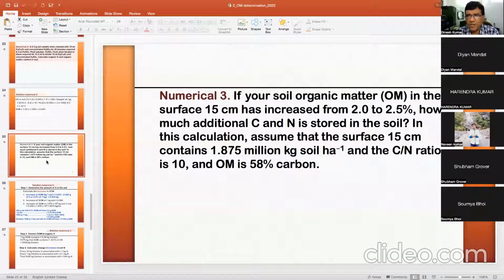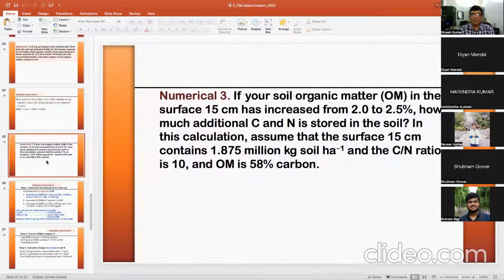Suppose your soil organic matter in the surface 15 centimeter has increased from 2% to 2.5% in 5 years. How much additional carbon and nitrogen is stored in the soil? That means carbon has increased, and how much nitrogen has also increased simultaneously, because organic matter also carries nitrogen.